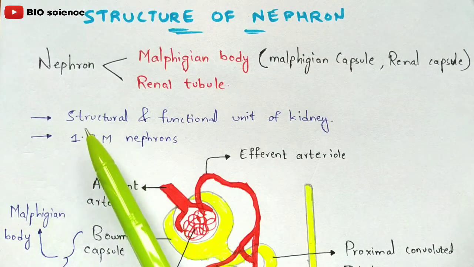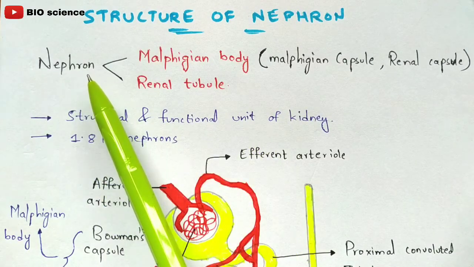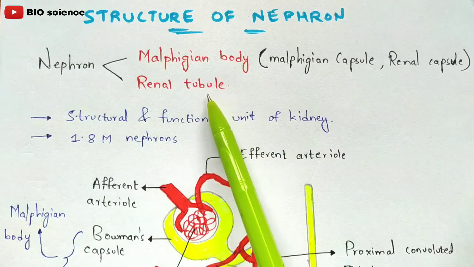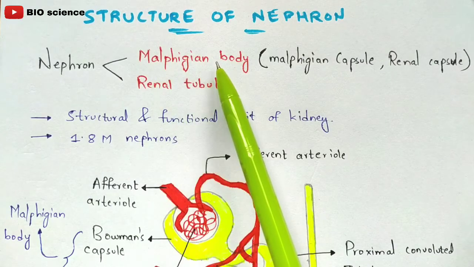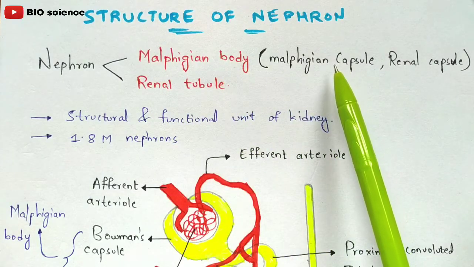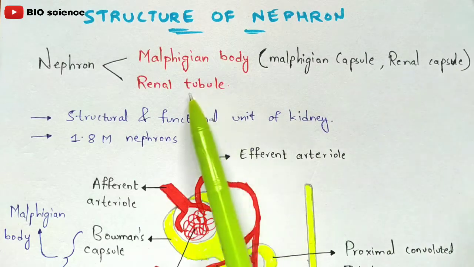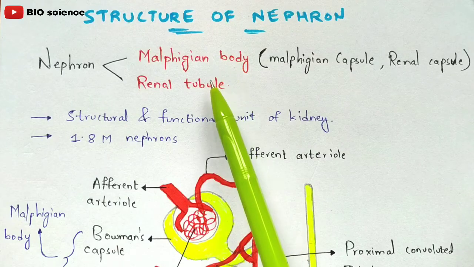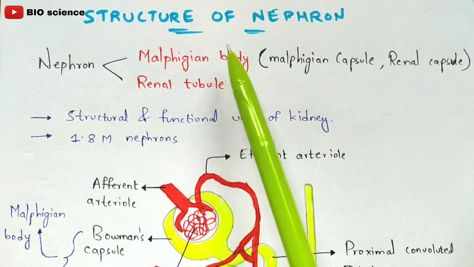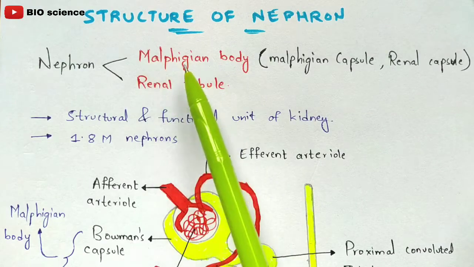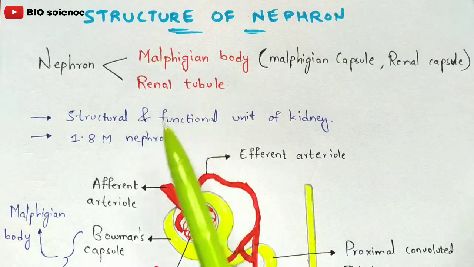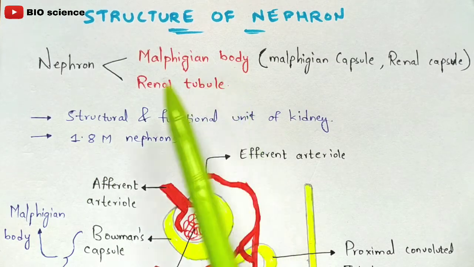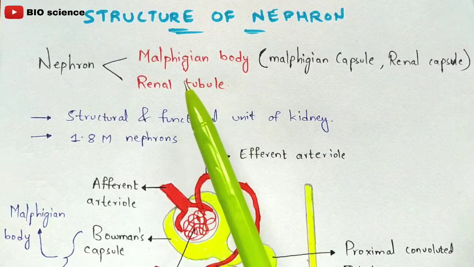The nephron is the structural and functional unit of the kidney, and it has two major parts, the Malpighian body and the renal tubule. In some cases the Malpighian body is also called the Malpighian capsule or renal capsule, not renal tubule. Renal capsule is one thing and renal tubule is another, so don't get confused between these names. You can call them the Malpighian body and the renal tubule. In this video we will discuss both in depth. Firstly, let us discuss the Malpighian body.